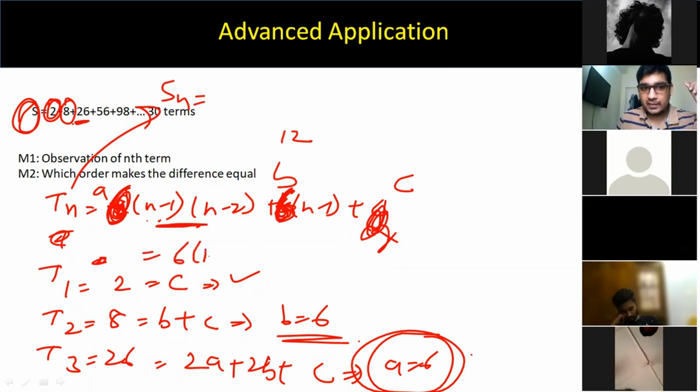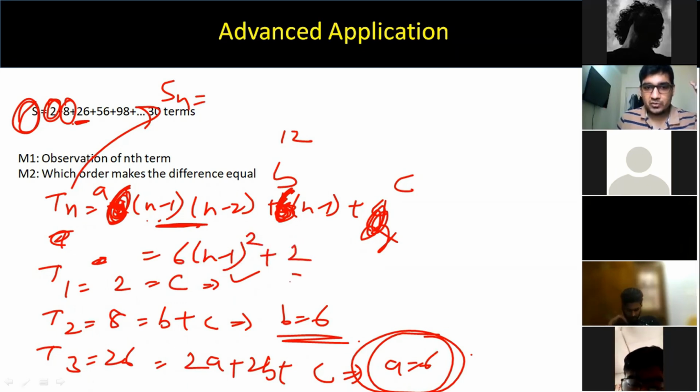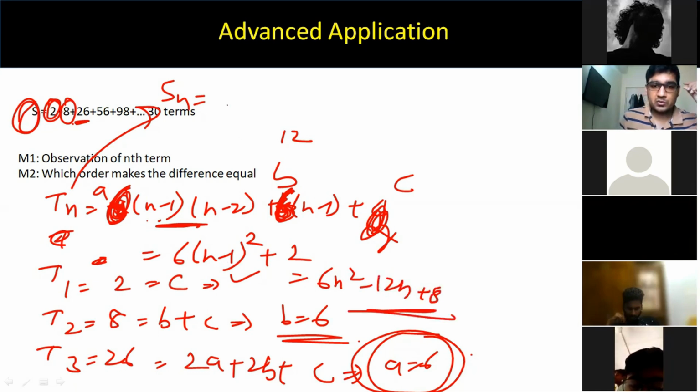You get 6 of n minus 1 common. This is n minus 2 plus 1. This is also n minus 1 square plus c कितना था? C was 2. Correct? So this is nothing but 6n square minus 2n. So this is minus 12n plus 8. Correct? So Sn कितना हो जाएगा?